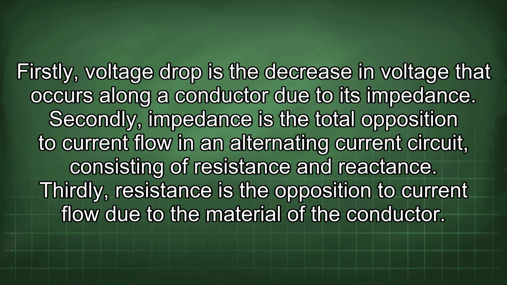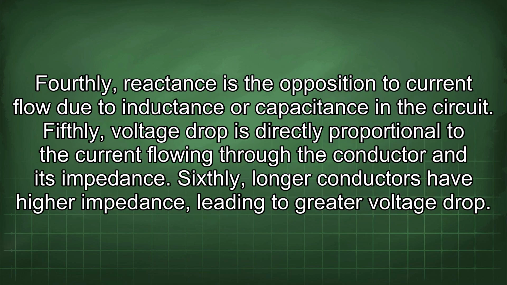Thirdly, resistance is the opposition to current flow due to the material of the conductor. Fourthly, reactance is the opposition to current flow due to inductance or capacitance in the circuit. Fifthly, voltage drop is directly proportional to the current flowing through the conductor and its impedance. Sixthly, longer conductors have higher impedance, leading to greater voltage drop.